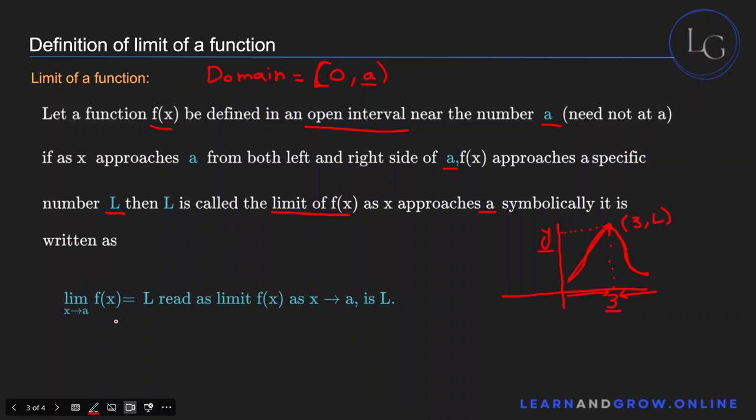Okay, so this is how it's written. The limit of f of x as x approaches a is equal to L, right? So basically, if you look at this particular example here, let's say that the y point over here is equal to 4. So what you write this particular example down as is, the limit as x approaches 3 is equal to 4. Okay, so this is just the basic explanation.